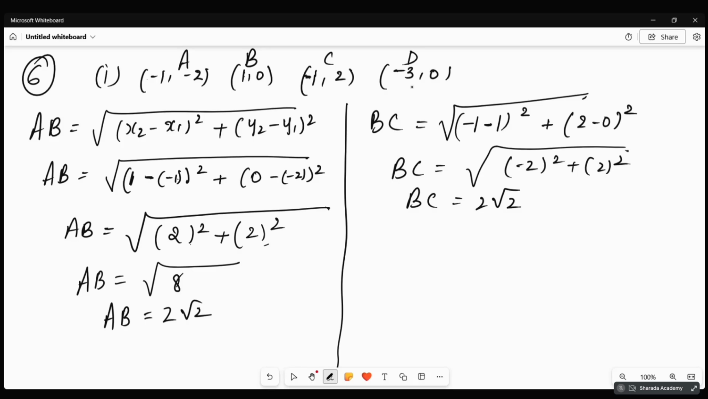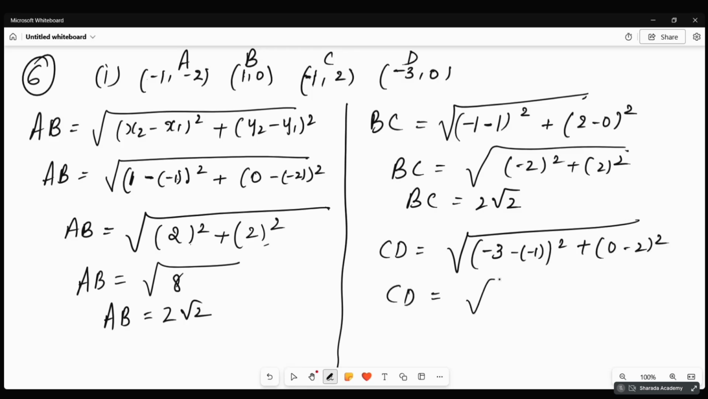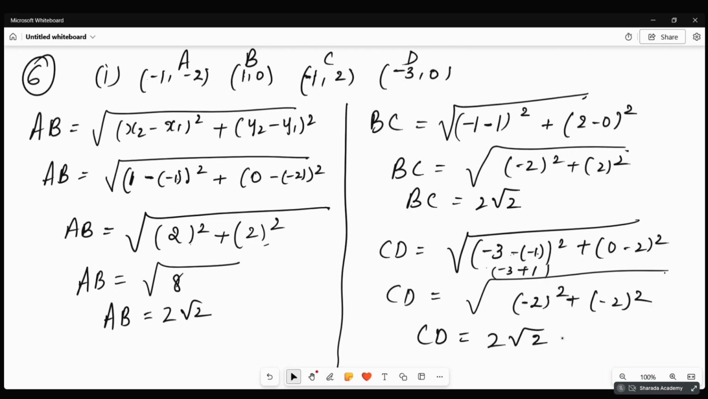What about CD? (Minus 3 minus of minus 1) whole square plus (0 minus 2) whole square. Minus into minus, minus 3 plus 1 here. That means minus 2, whole square, plus minus 2 whole square. So CD also is 2 root 2. DA? 2 root 2. Okay.